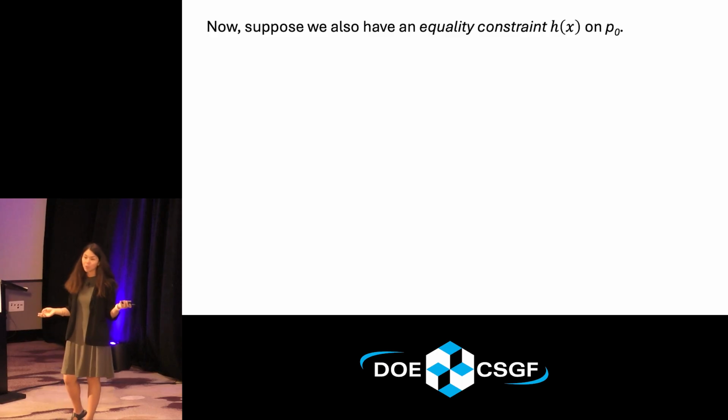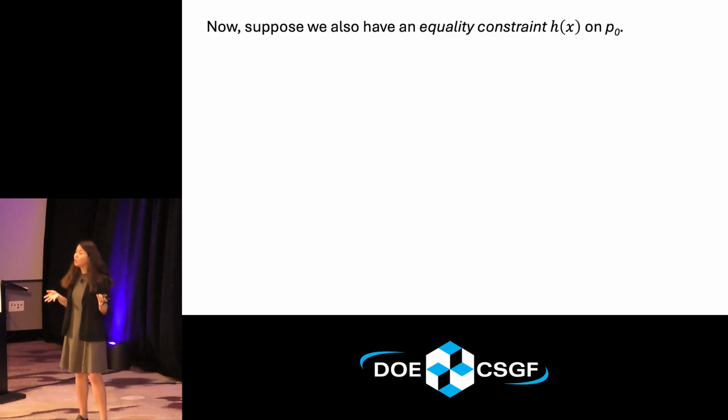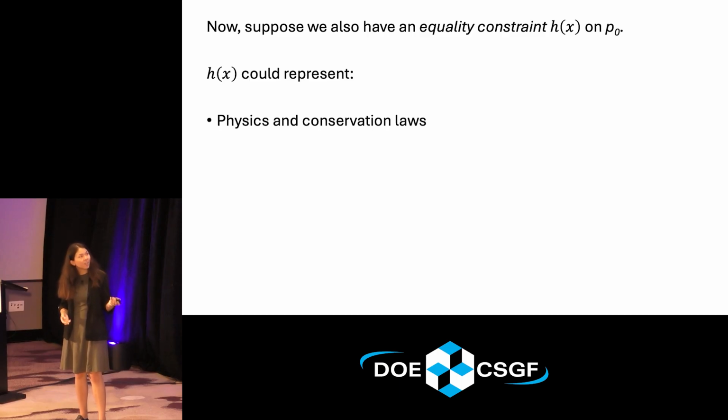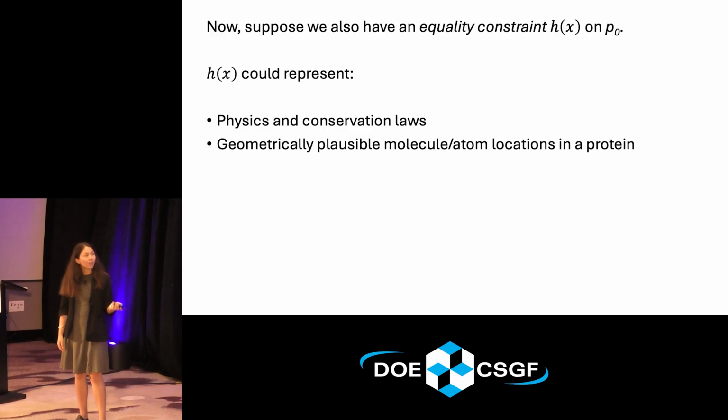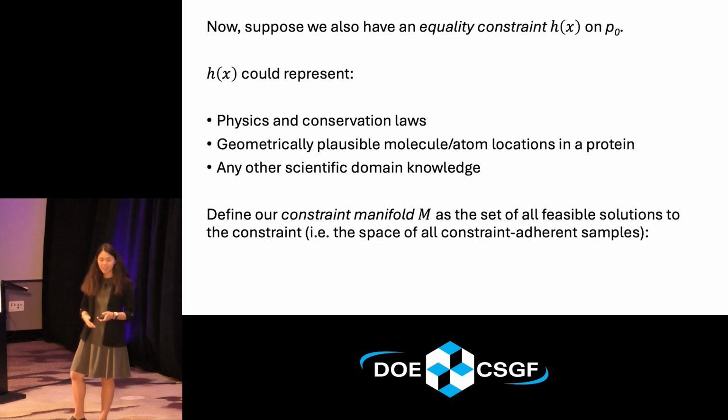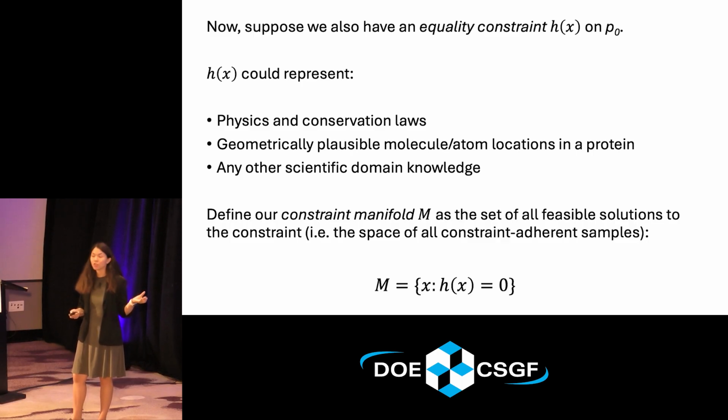Now, let's throw a little curveball into our plans. Let's imagine that we have some equality constraint, h of x, on our data distribution. You don't have to try too hard to imagine this. This is a pretty flexible framework that could include physics and conservation laws, like if x is mass conserved in some way over time, geometrically plausible atom locations, or really any other scientific domain knowledge. This is the only time that I'll introduce some crazy math, hopefully, and it's nothing crazy, it's just a level set. That's what we're going to call our constraint manifold. It's just the set of all constraint-adherent samples, so everything that lets h of x equal 0.